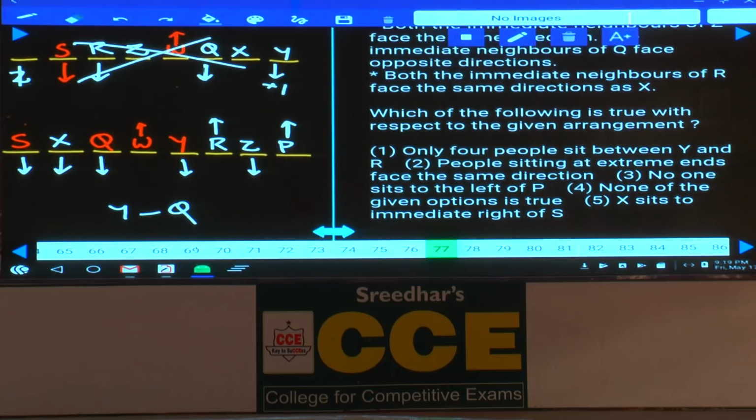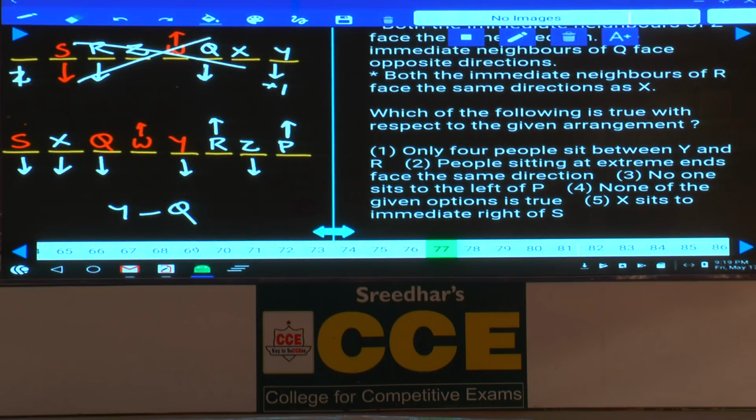First one, only 4 people sit between Y and R. Only 4 people between Y and R, that is ruled out. People sitting at the extreme ends facing the same direction, that is false. No one sits on the left of P, that is false because 7 are to the left-hand side of P. Choice 5: X sits to the immediate right of S. X is to the immediate right of S, that is false.